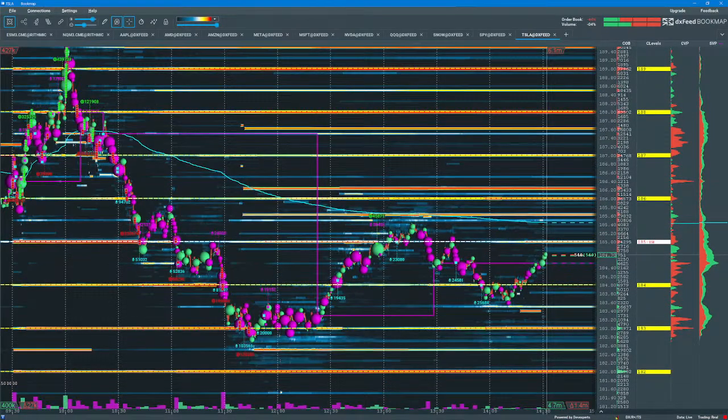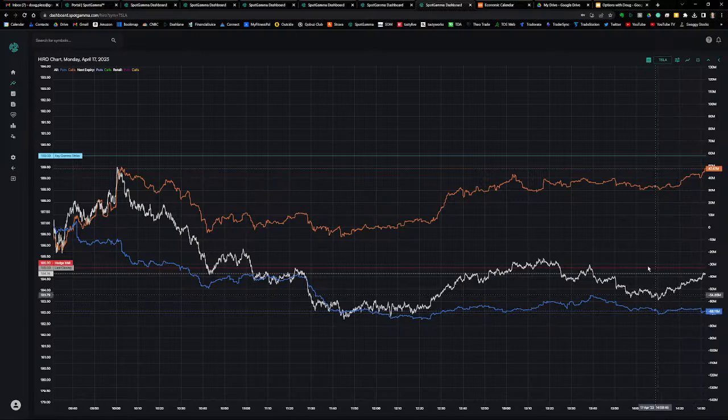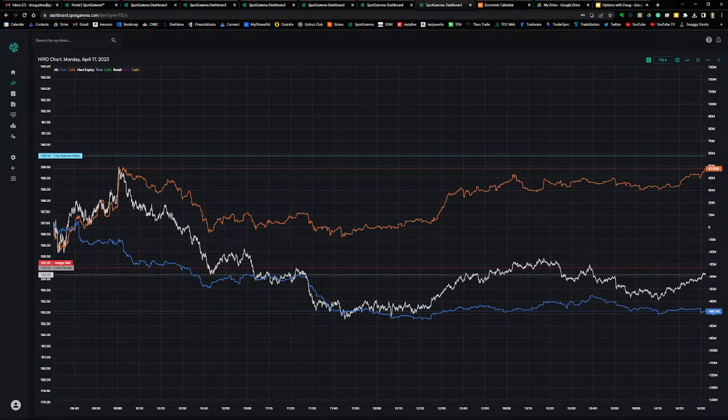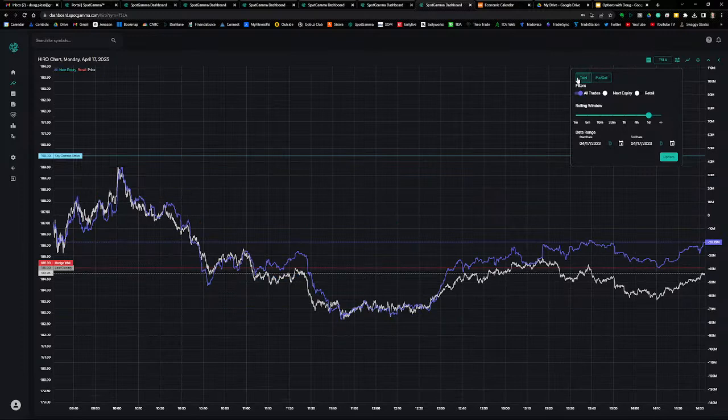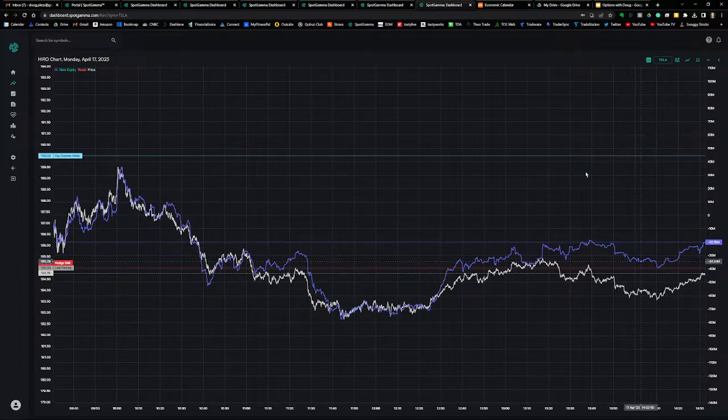Let's take one final look at Hero. Look at the total numbers here. This notional value, 47.5 million positive for calls, 47.7 million versus minus 68.1 million for puts. So net, put buyers are winning.